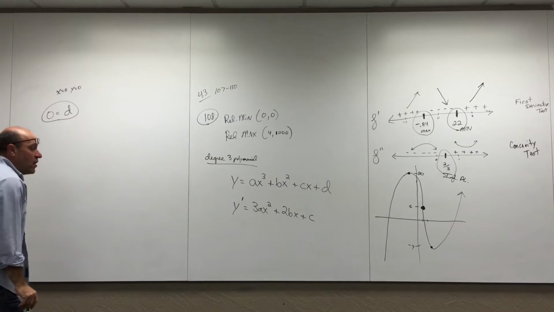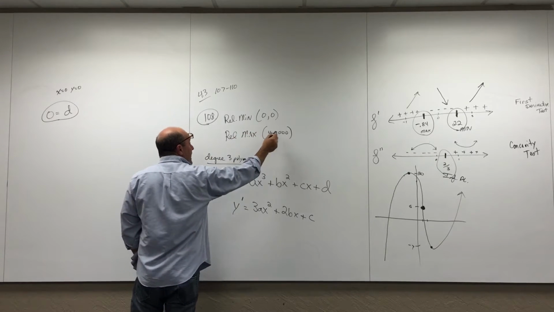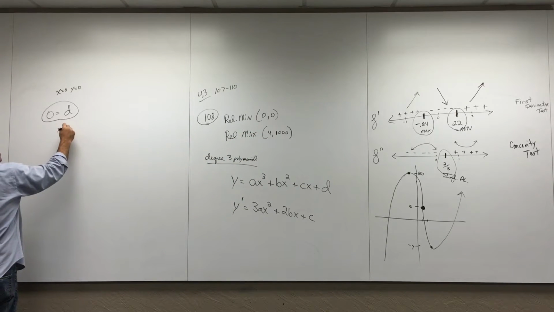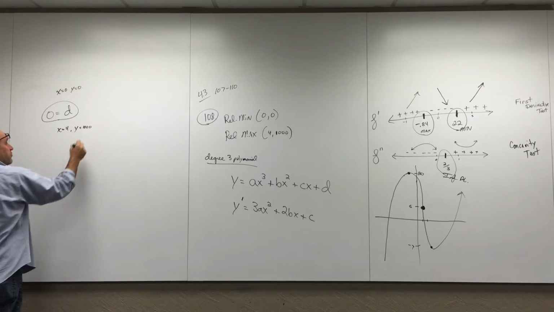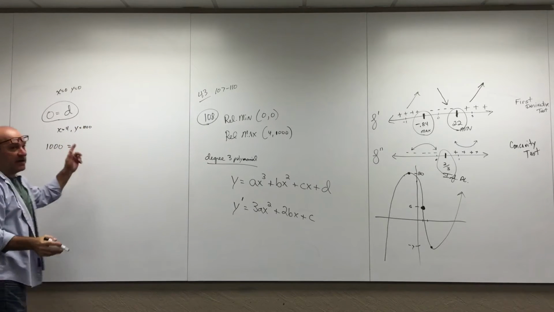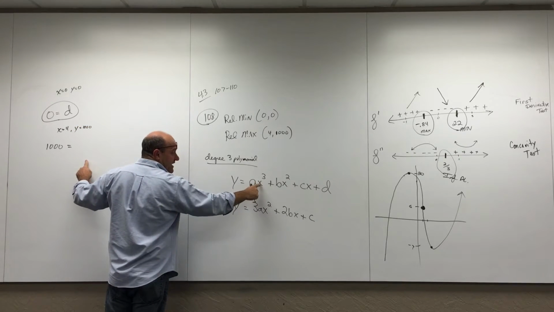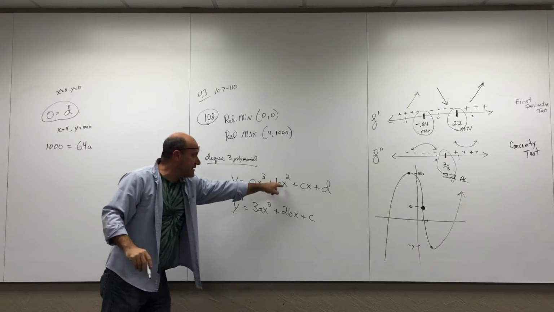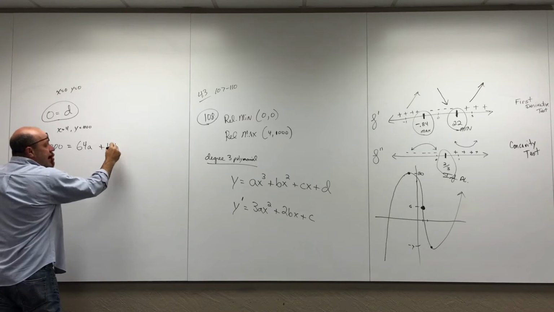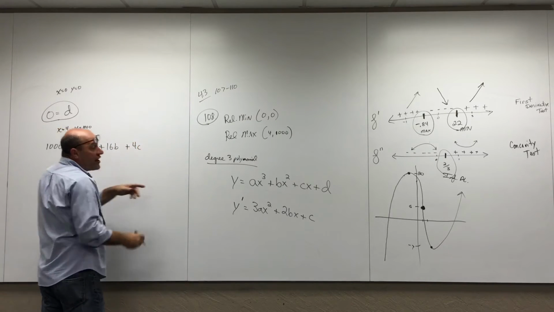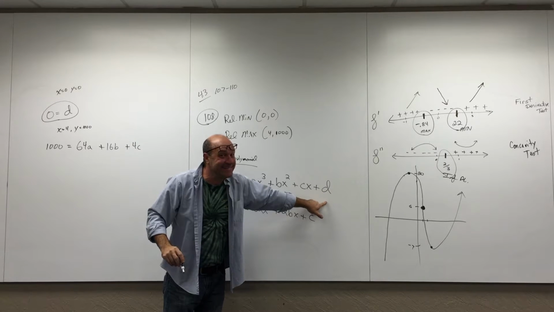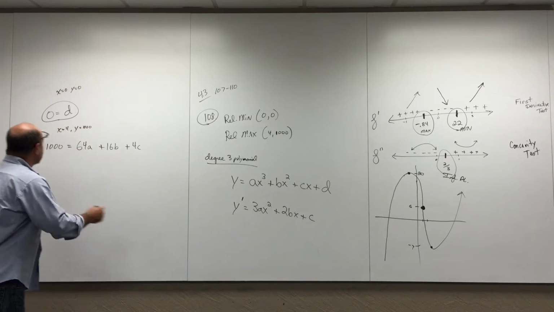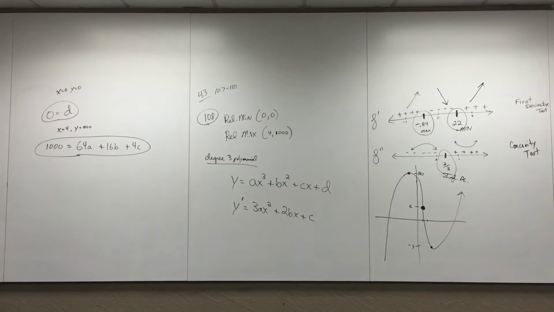All right, let me try this other thing. When x is 4, y is 1,000. That means I'm plugging in 1,000 for y, and x is 4. 4 cubed is 64a. 4 squared is 16b. And then 4c. And then I would have a d, except I already know d is 0, so I'm not going to put that d in there. All right, so now I've got this idea. Anybody got any other ideas?